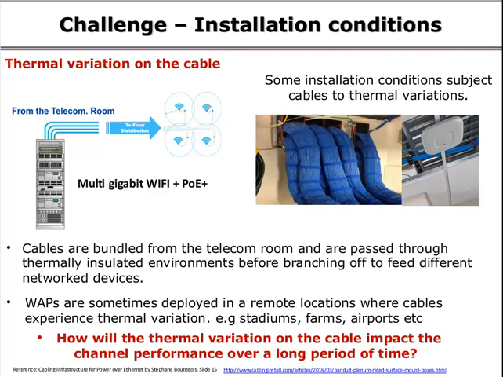For instance, if Category 6A cables are to be deployed in this type of installation environment, can the specified temperature limit of 60 degrees C have a long-term effect on the cable performance? Over a long time, can the thermal variation on the cable affect the dielectrics of the cable, causing the performance of the cable to drift?